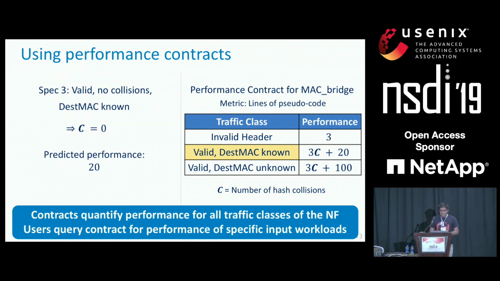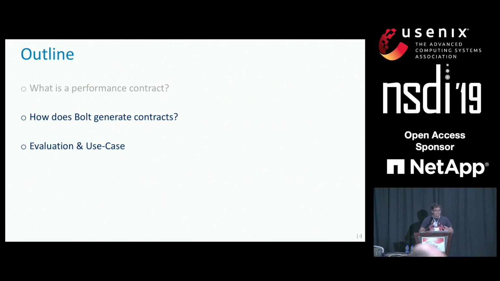So to summarize, performance contracts quantify the performance of all traffic classes that the NF treats differently. Together, these traffic classes cover the entire input space of the NF. And users can query the contract for performance of workloads of interest. So now that we've seen what a contract is, what it looks like, and how one can use it, let's take a look at how we're actually going to generate them.